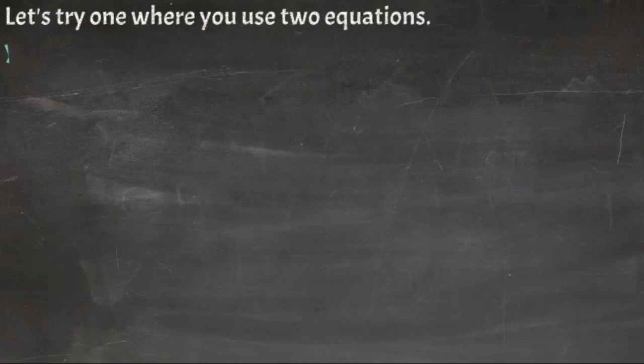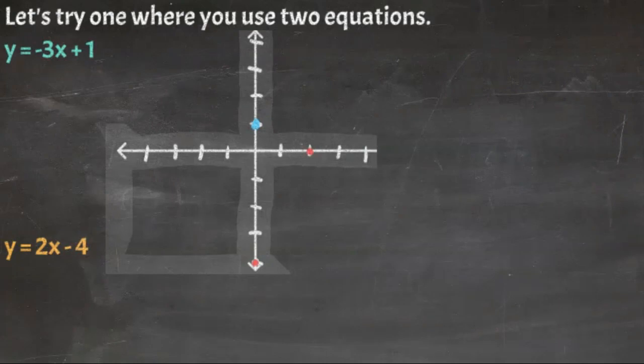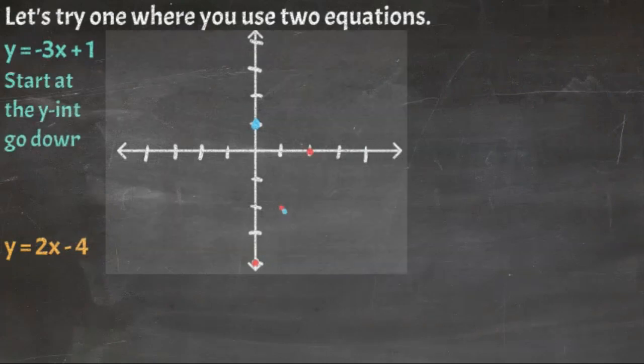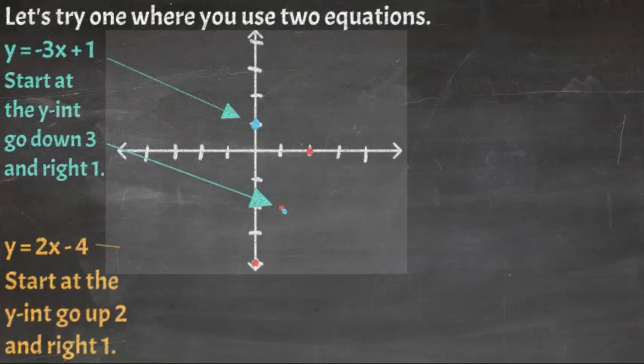Let's try one where you use two equations. Y equals negative 3x plus 1 and y equals 2x minus 4. So let me draw out the graph for you again. Start at the y-intercept and go down 3 and right 1. So that's where your point goes. Start at the y-intercept for the orange one, go up 2 and right 1, because that's the slope. Up 2 and right 1 gets you right there where that red dot is.